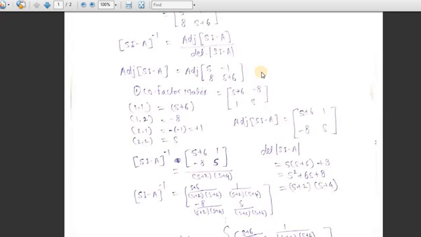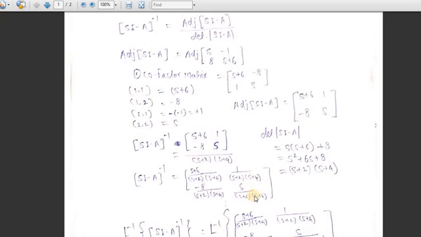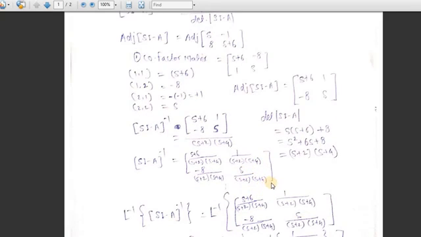Now if I put it in the formula of the inverse, the adjoint matrix divided by the determinant, we get the elements like this. The first element is s plus 6 divided by (s plus 2)(s plus 4). The second element is 1 divided by (s plus 2)(s plus 4). The third element is minus 8 divided by (s plus 2)(s plus 4). And the fourth element is s divided by (s plus 2)(s plus 4).